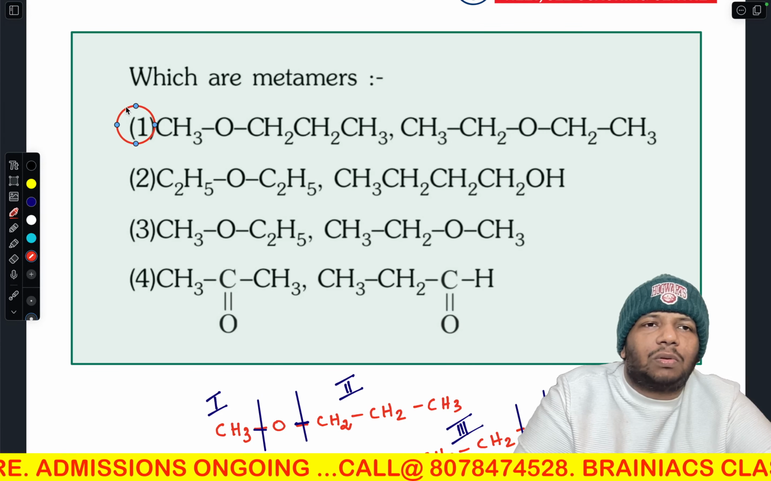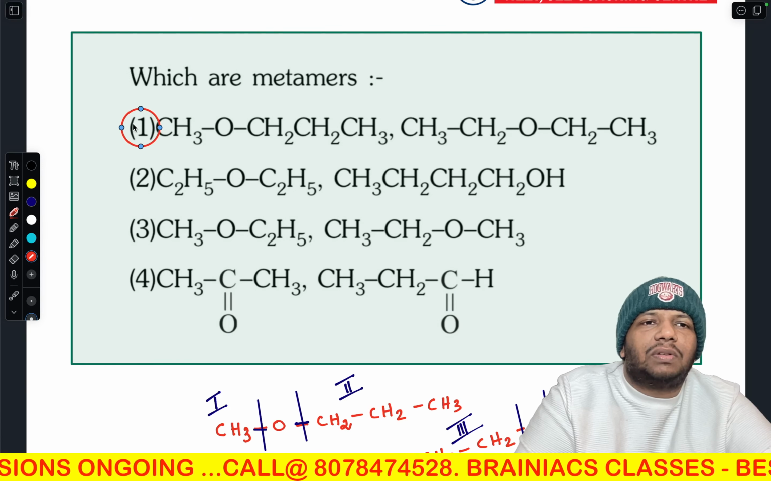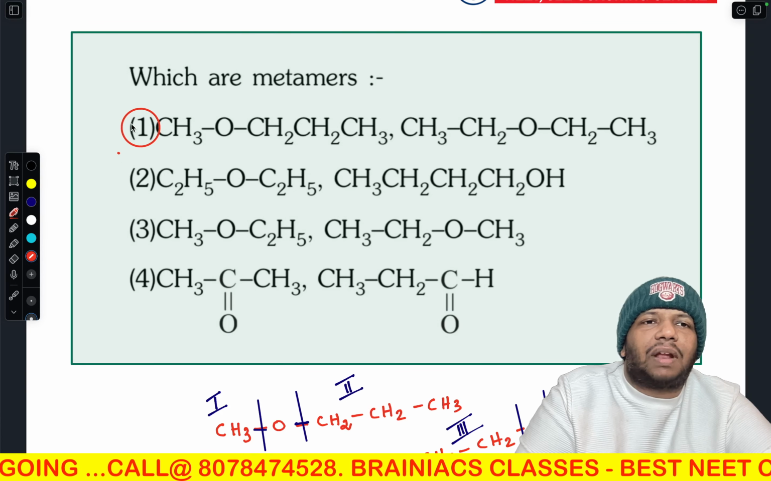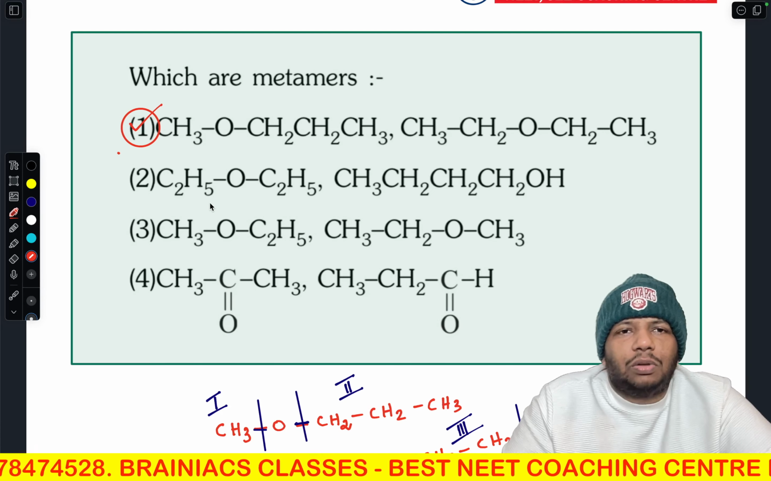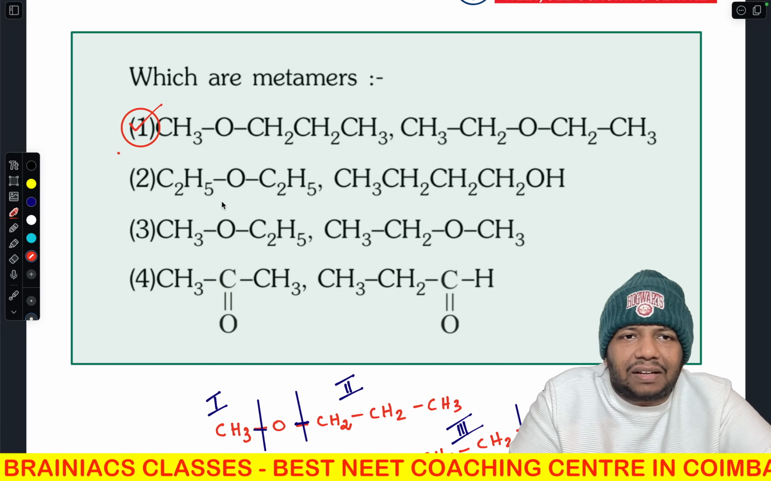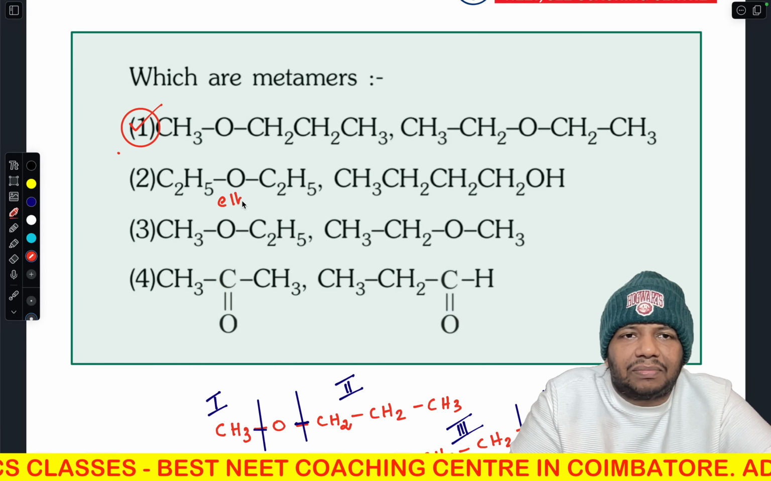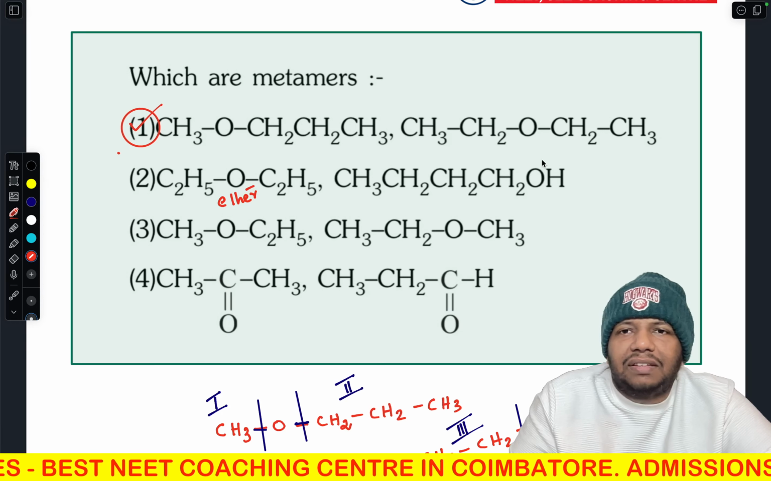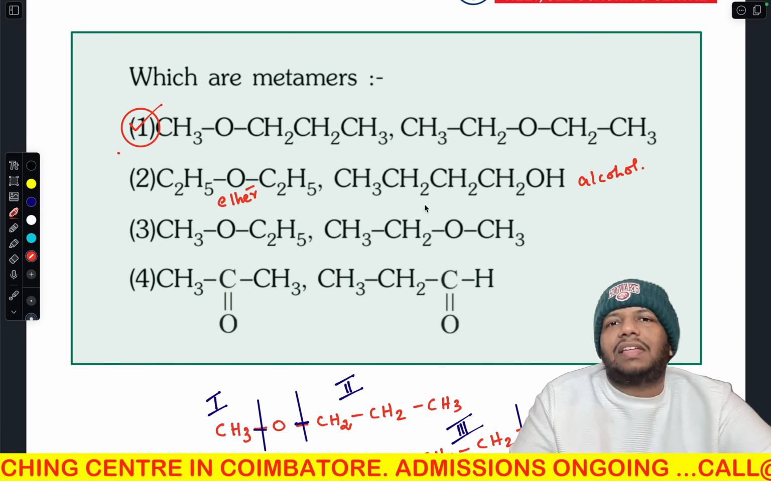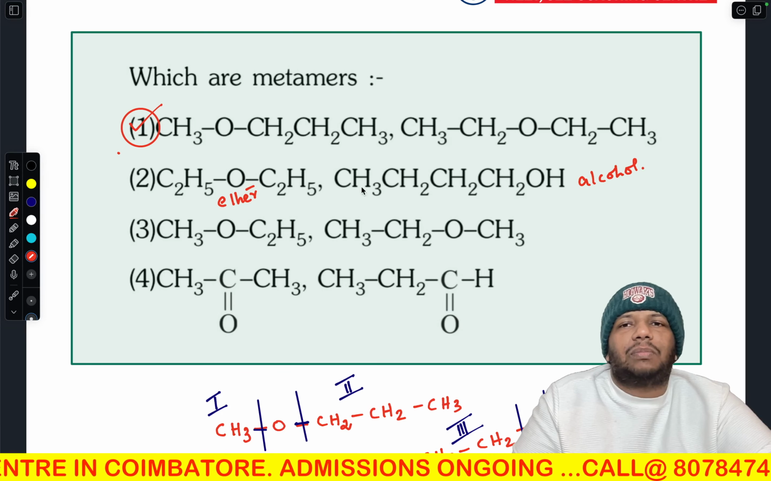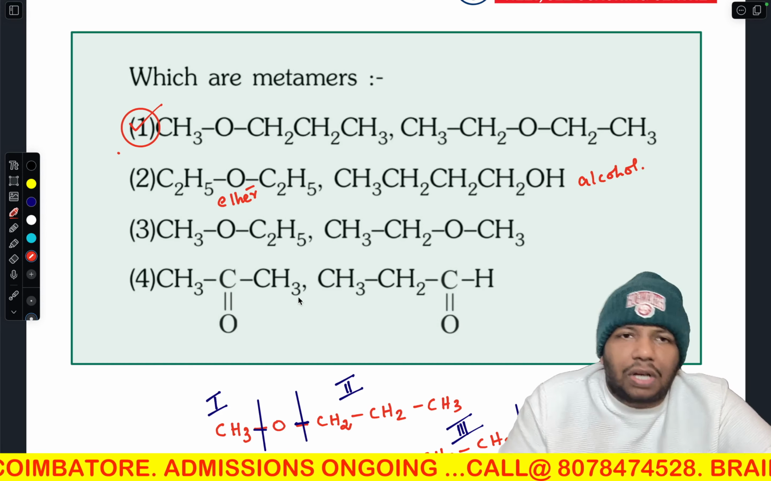You can apply this rule to anything, so that you will not get your answer wrong. Now if you look at option 2, I can easily say this is an ether, and this is an alcohol. If they have the same general formula, like 4 carbon atoms here and also 4 here, then they will be functional isomers.